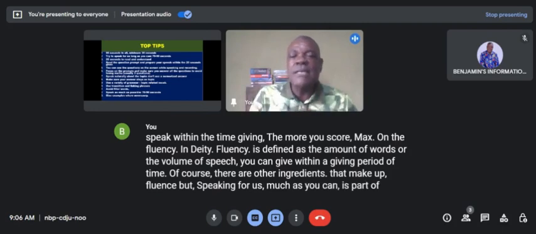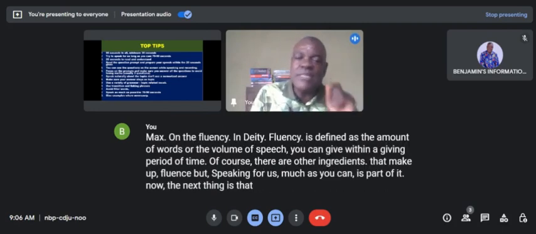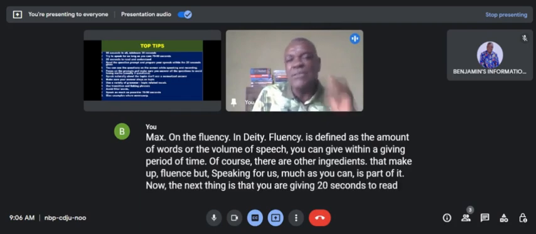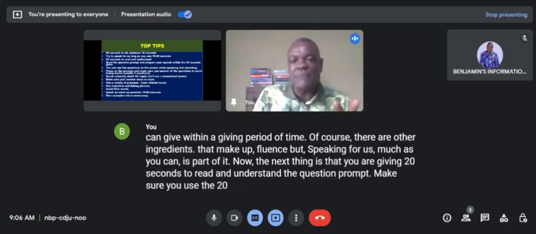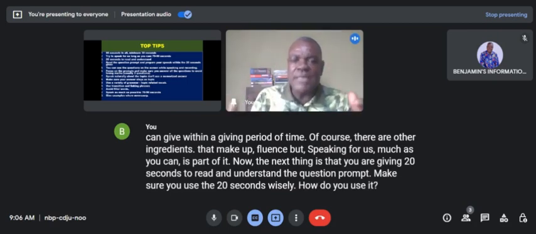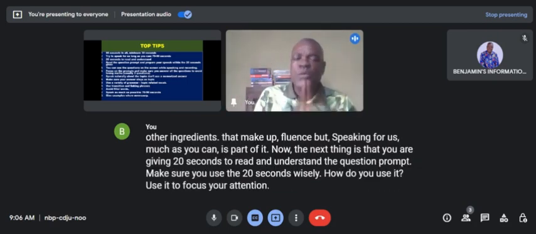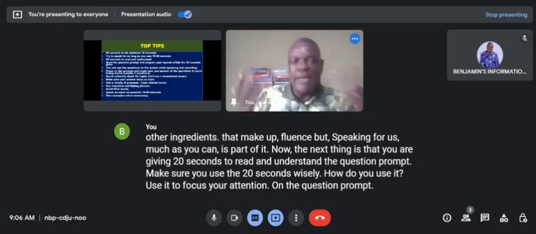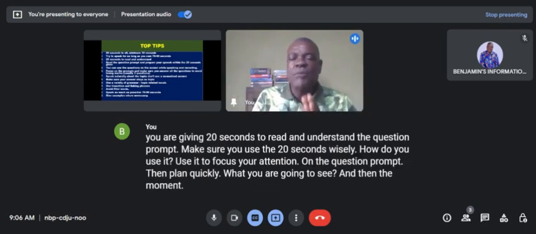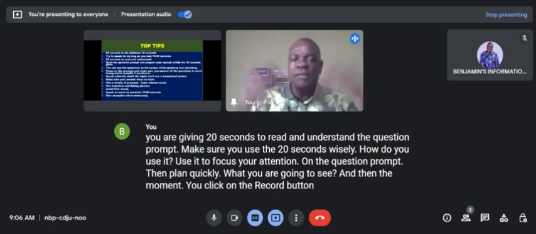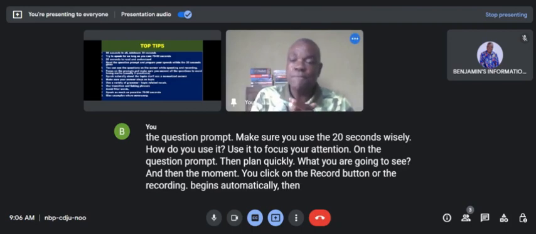Now, the next thing is that you are given 20 seconds to read and understand the question prompt. Make sure you use the 20 seconds wisely. How do you use it? Use it to focus your attention on the question prompt. Then plan quickly what you are going to say. And then the moment you click on the record button or the recording begins automatically, you start to speak.